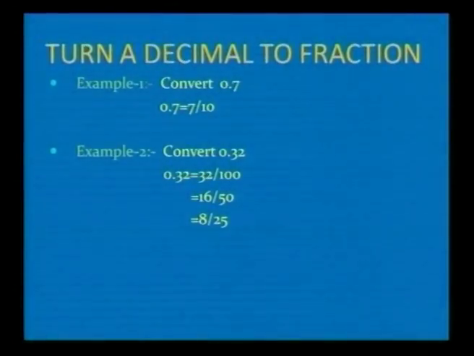Turn a decimal to a fraction. Example 1. Convert 0.7. 0.7 is equal to 7 by 10. Now example 2. Convert 0.32. 0.32 is equal to 32 by 100, which is equal to 16 by 50, which is 8 by 25.